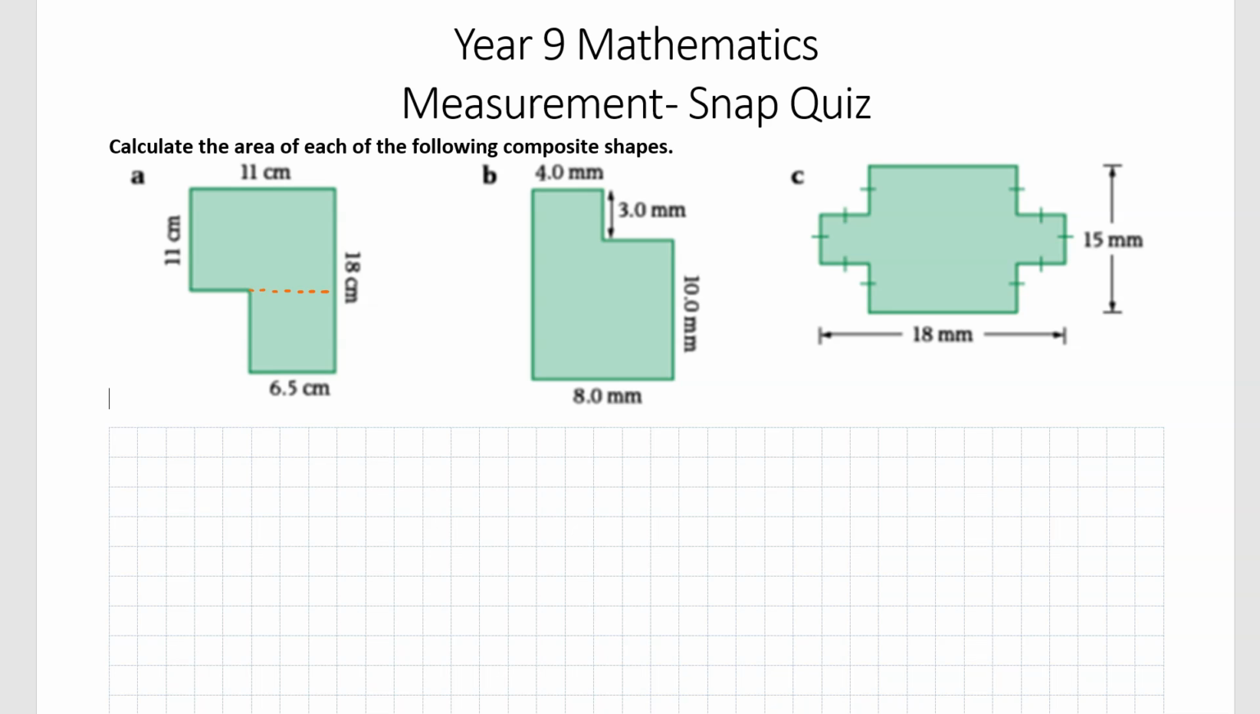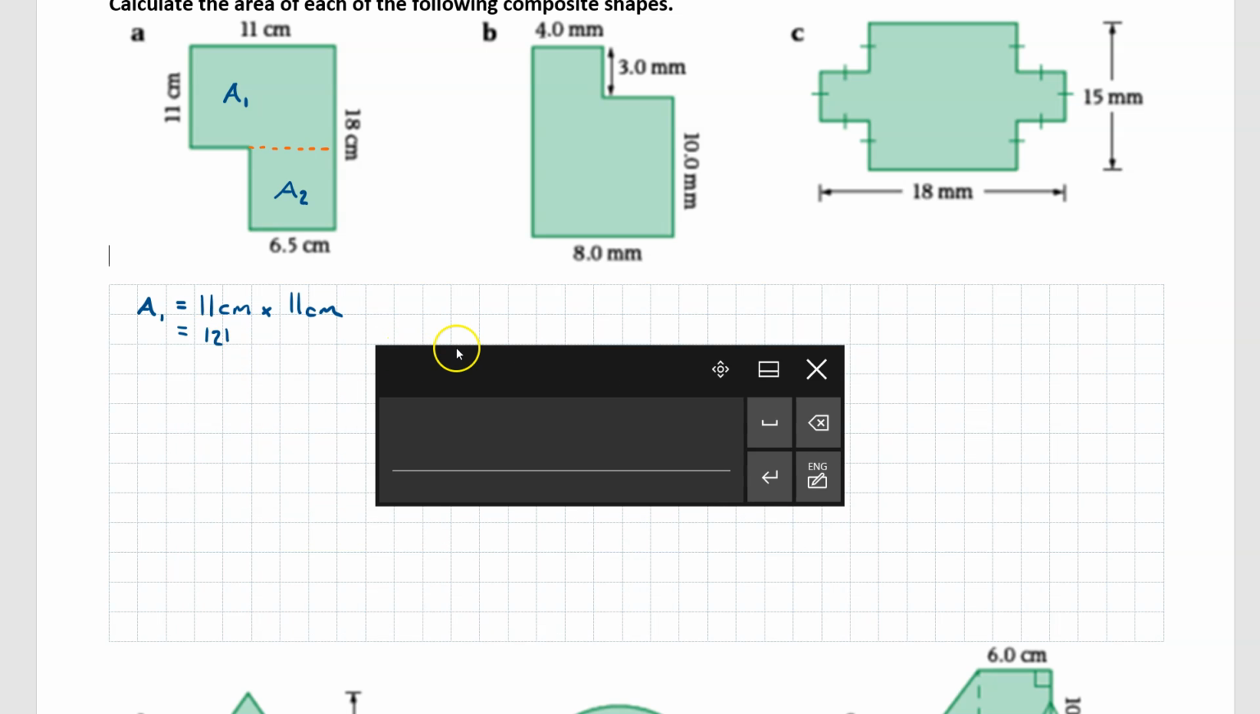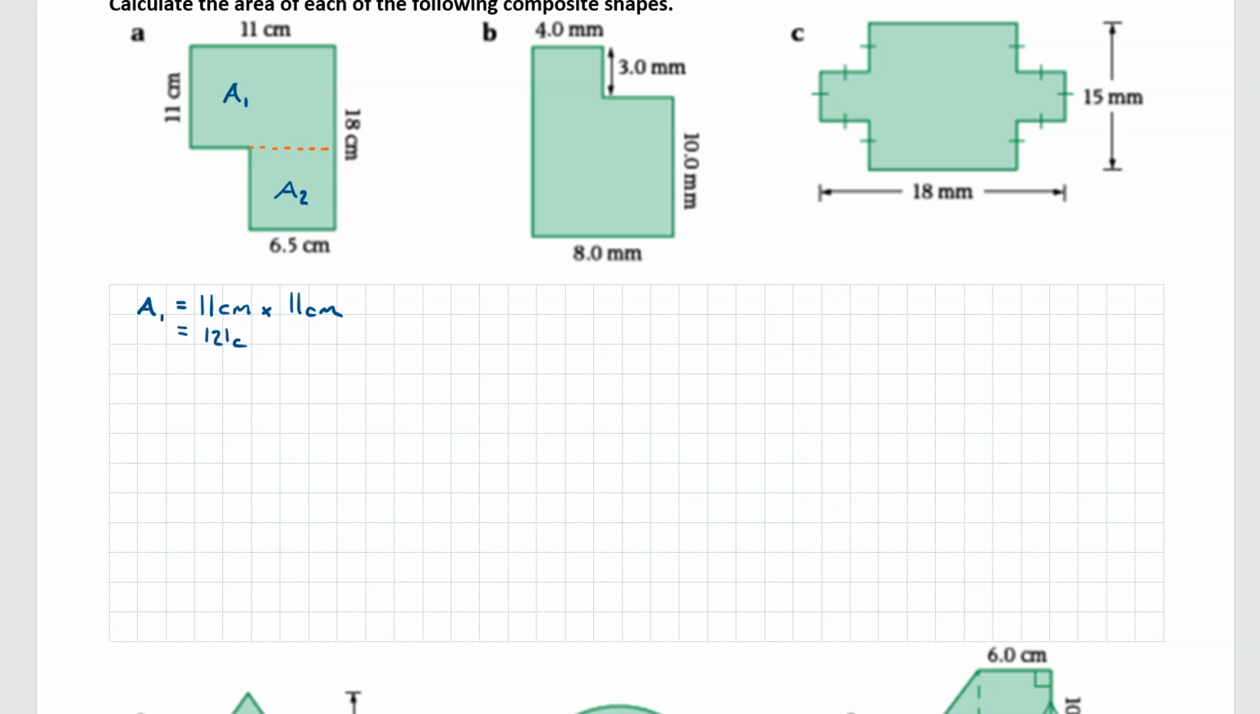So I have two rectangles. Now, calculating the area of the two rectangles, we'll call this one A1 and we'll call this one A2. Calculating the areas, A1 is going to be simply 11 centimeters times 11 centimeters, and that's going to work out to be 121 centimeters squared. And then A2, that's going to be 6.5 times 18 take 11.